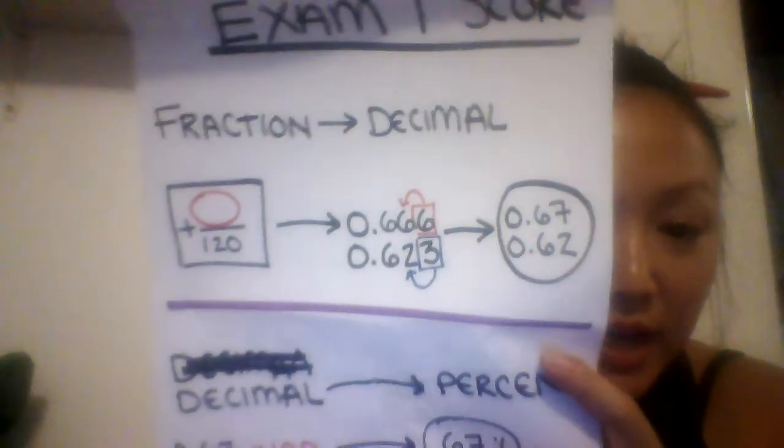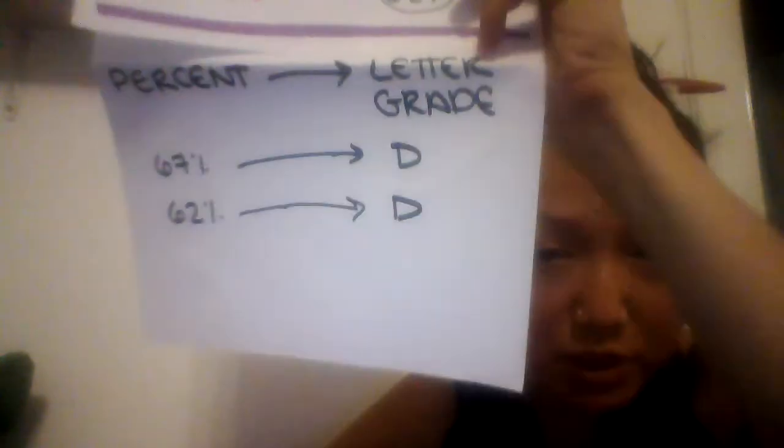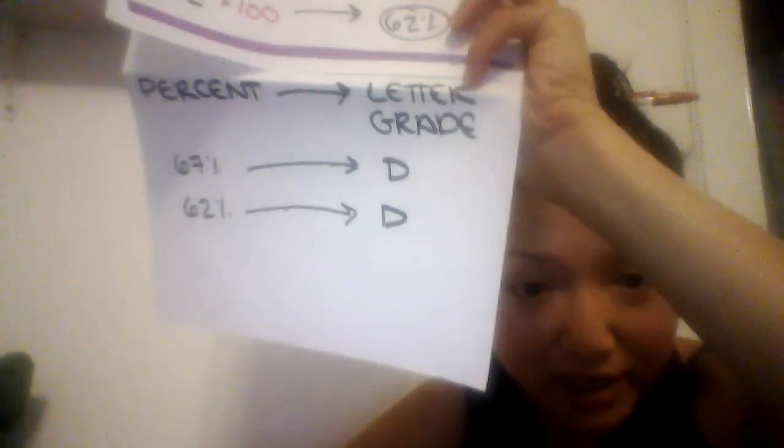Wonderful, that's so helpful. So all I really did was 3 steps. I divided in the first step, we multiplied by 100 in the second step, and then we just looked at class expectations to find our letter grade in the third step. That's pretty simple. Yes, it's very simple.